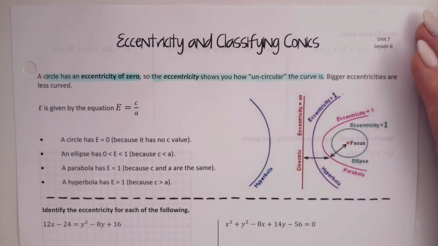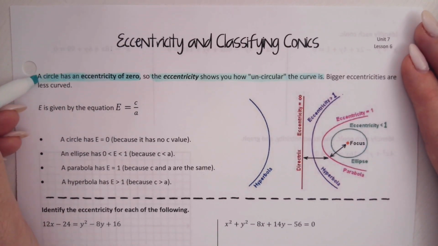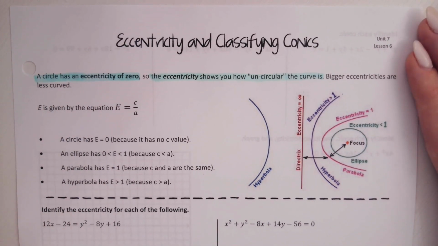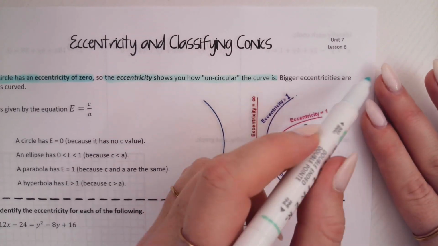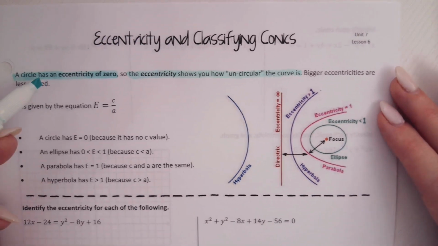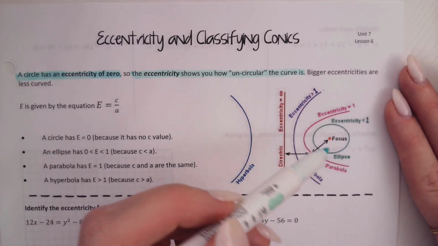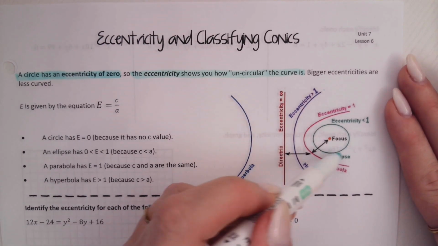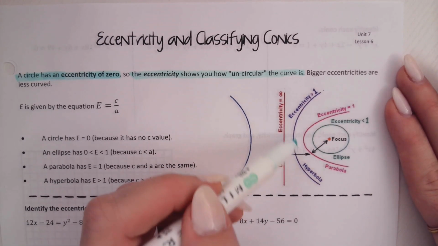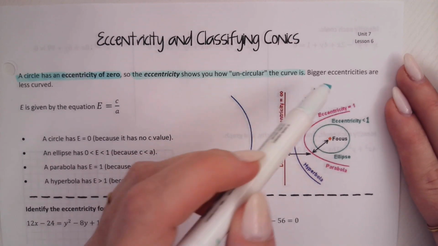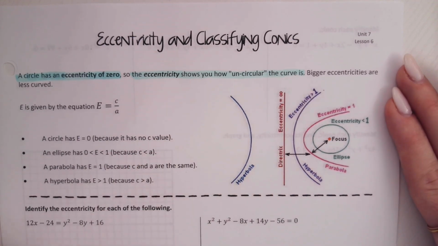Guess how I remember a circle has an eccentricity of 0? So it looks like a 0. Yes, a circle looks like a 0. The bigger the eccentricity number gets, the less circular the shape is. So ellipse is slightly larger than 0. Parabola, that number would be slightly larger than the ellipse. Hyperbola would be the largest number.